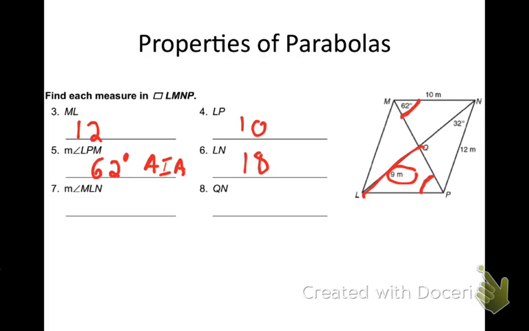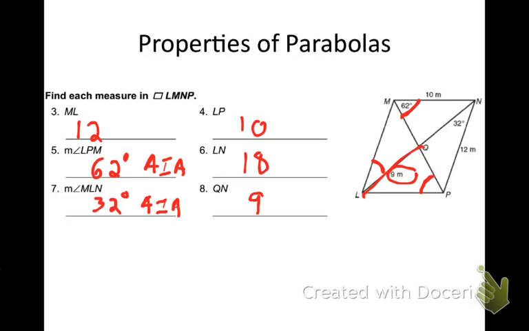Number 7, angle MLN. I want angle MLN. What do you say right there, Jersey? That is 32 degrees. Why is that 32 degrees? What postulate or theorem, Jersey? Alternate interior angles. And last but not least, QN. What would QN be, Tyler? 9. QN is 9. Nice job.